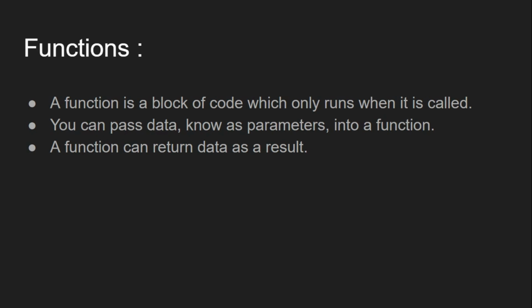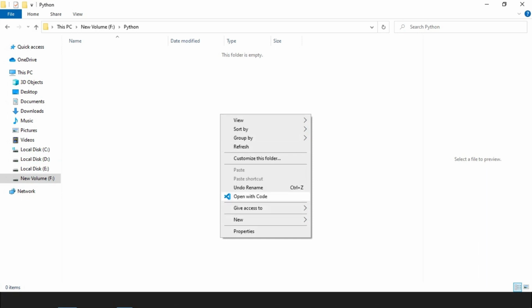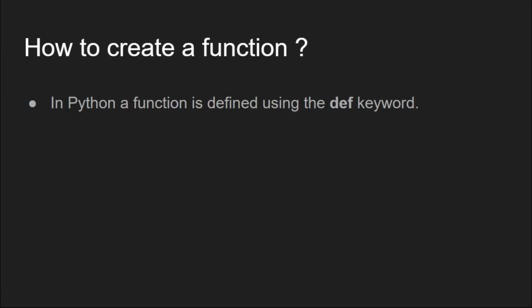You can pass data, known as parameters, into a function. Okay, parameters we'll learn more about in the video. A function can return data as a result. Okay, so as I said, how to create a function. In Python, a function is defined using the def keyword. So first we will open this code in Visual Studio Code. Okay, so until it is starting, we'll move on further.